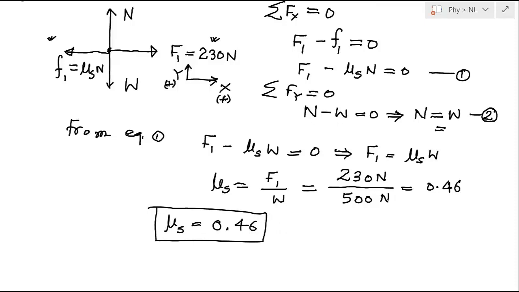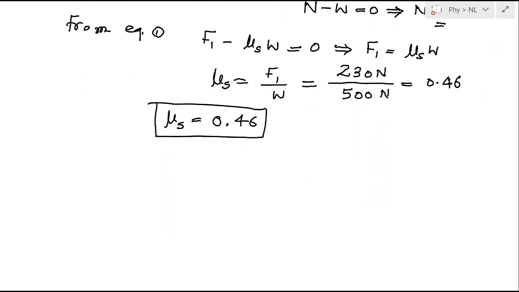Now we will consider the second case. In case 2, the crate is moving with constant velocity. That is, the sum of the forces is again 0, so we can still apply Newton's first law. The only difference is that in this case the friction force will not be static, it will be kinetic friction, because the crate is moving with a constant velocity.